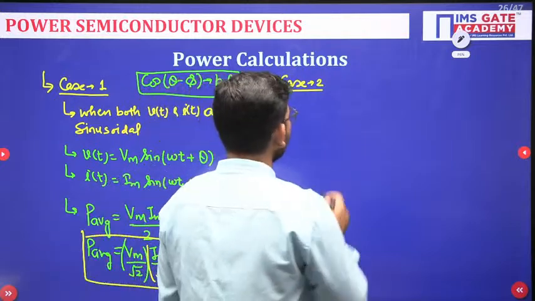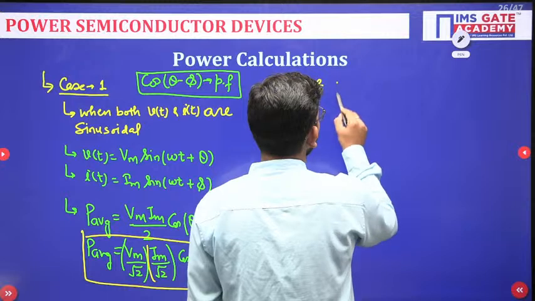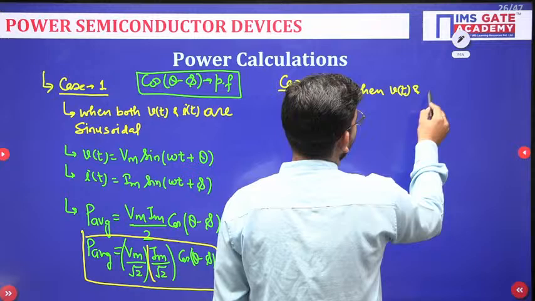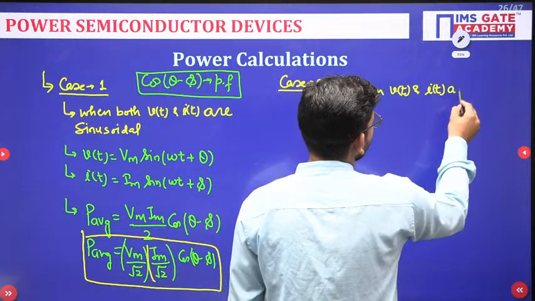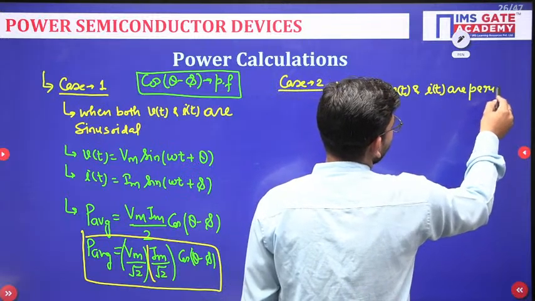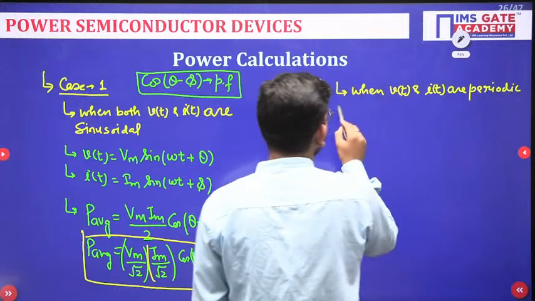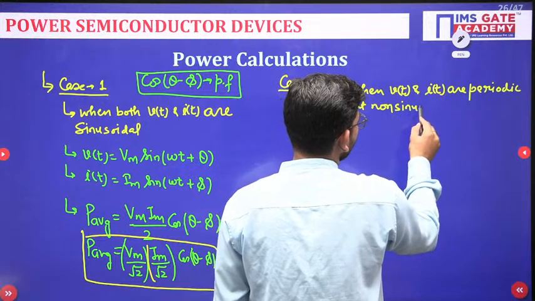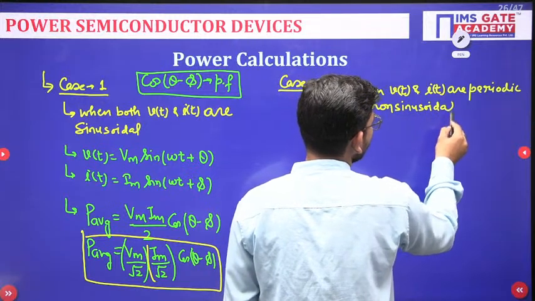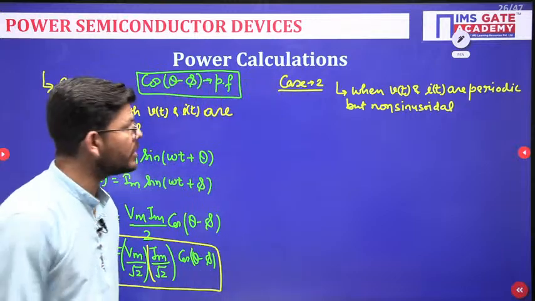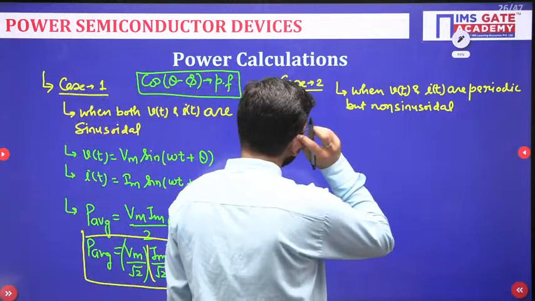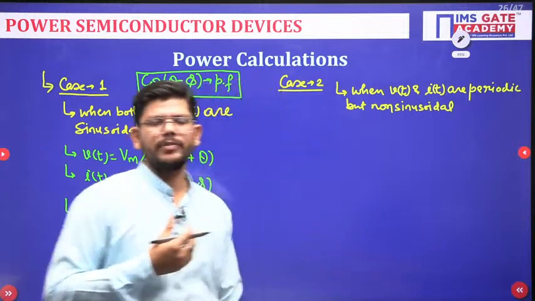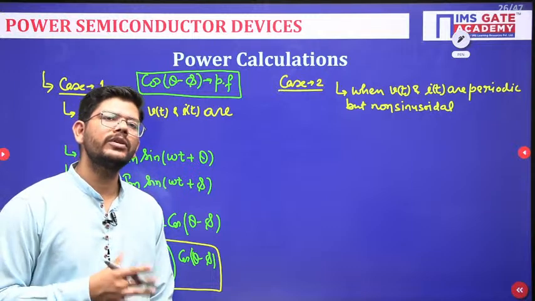So the second case is when v(t) and i(t) are periodic but non-sinusoidal. If they are periodic but not sinusoidal, then what will you do? We will be using the Fourier series expression for periodic signals which are non-sinusoidal.